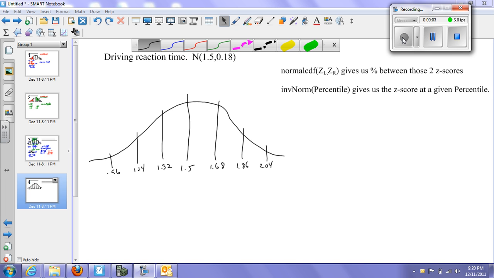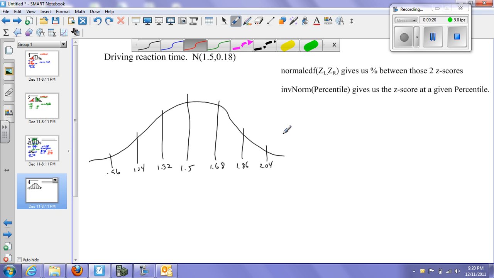Let's deal with the last part of this problem. F, describe the reaction times of the slowest one-third of all drivers. Well, this one we have to really think about a little bit, because what does the slowest one-third mean?